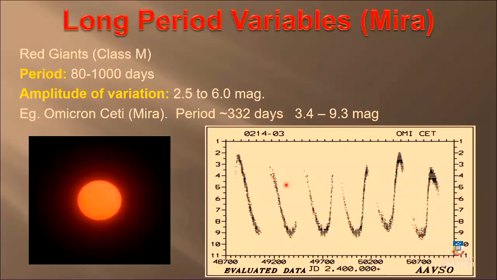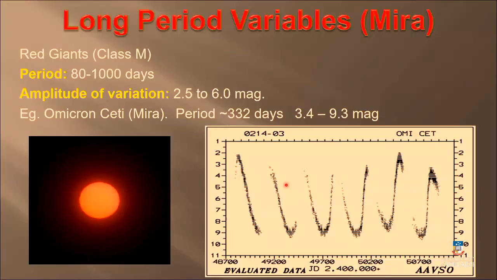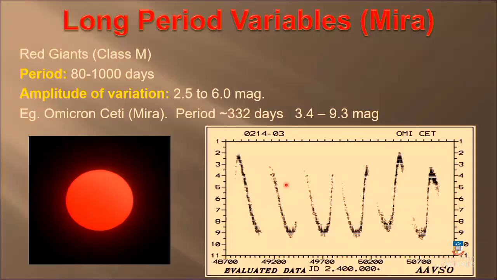The first ones we'll look at are long period variables, also called Mira variables after the prototype star of its class. These are red giants of class M. They are giant red stars, quite cool, and they have very long periods of variability. These periods could be anywhere between 80 and 1,000 days. And the amplitude of variation is about 2.5 to 6 magnitudes, so quite a considerable range of brightness.